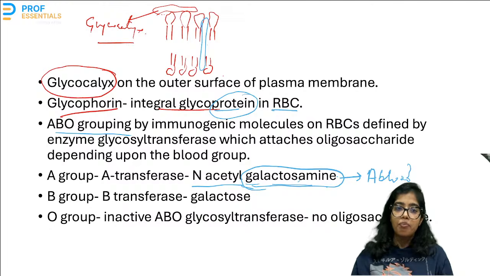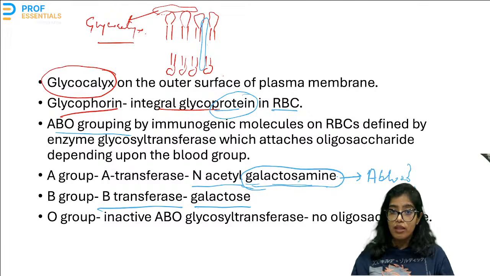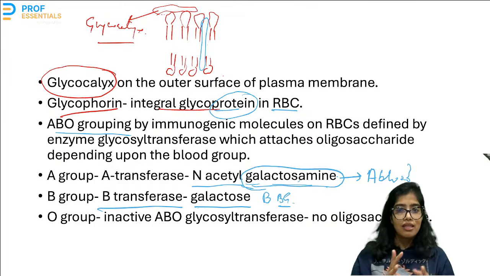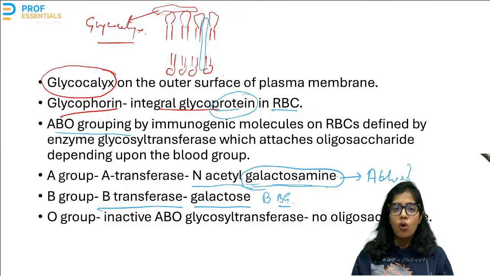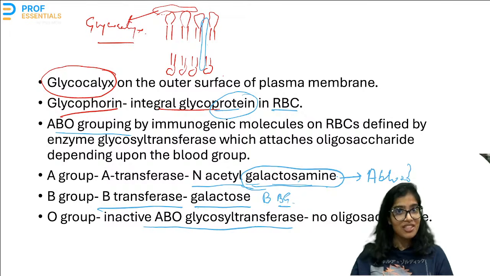If someone has a B transferase enzyme, that enzyme is going to attach galactose on the RBC membrane. And whenever galactose is attached to the RBC membrane, the blood group is B. It is that easy. So these are the oligosaccharides, N-acetyl galactosamine and galactose, attached on the RBC membrane. For O, there will be an inactive ABO glycosyl transferase enzyme, and therefore no oligosaccharide will be attached on the RBC. So isn't it very intriguing and fun?